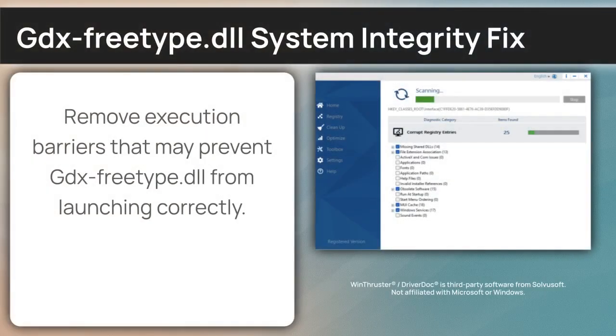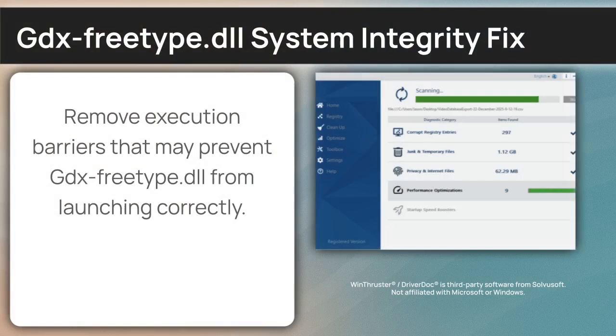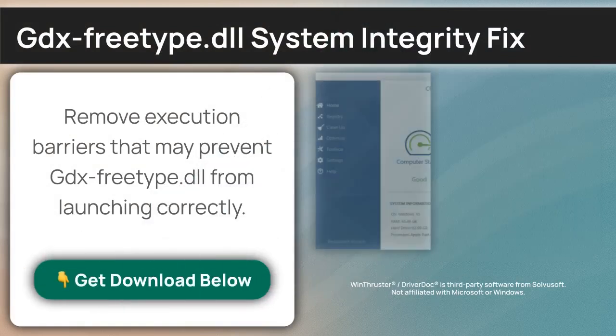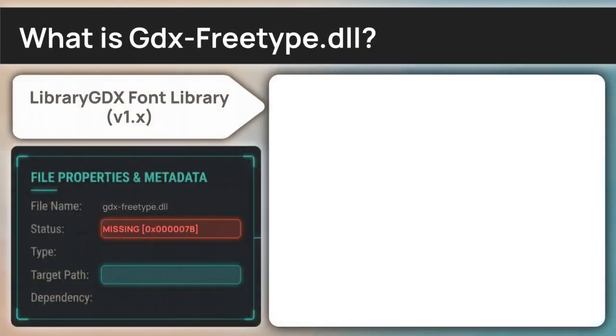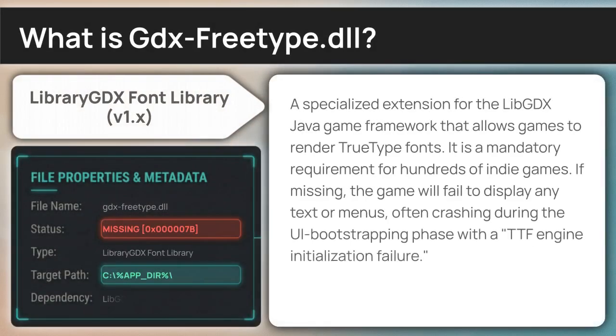As we look at the manual steps for Gdx-freetype library, there is also a diagnostic resource for reviewing your overall system health. This is the Gdx-freetype library, a specialized extension for the LibGDX Java game framework that allows games to render TrueType fonts. It is a mandatory requirement for hundreds of indie games. If missing, the game will fail to display any text or menus, often crashing during the UI-bootstrapping phase with a TTF engine initialization failure. Let's transition to the solution, starting with the official Microsoft redistributable.